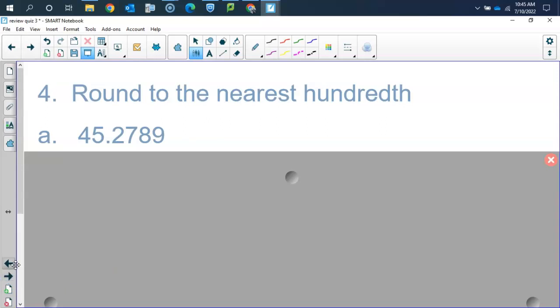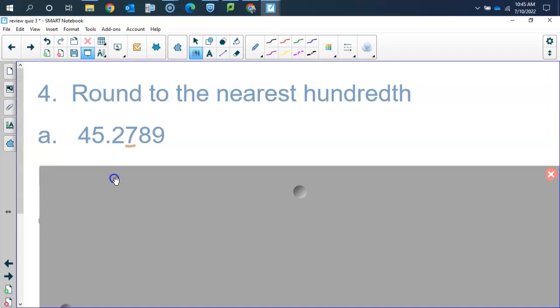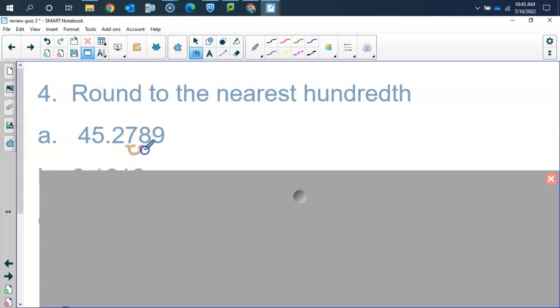Okay, now round to the nearest hundredth. Go. Well, same thing. Now we're rounding to the hundredth. That's the second decimal place. That 8 makes that round up. So this will be 45 and 28 hundredths.